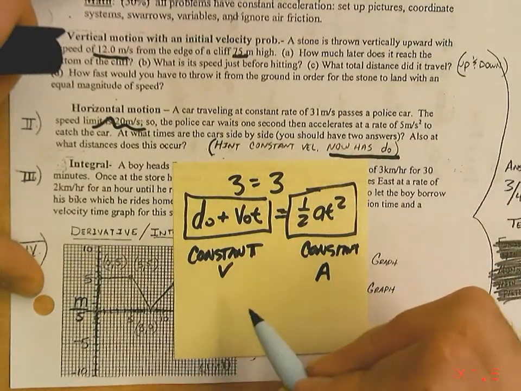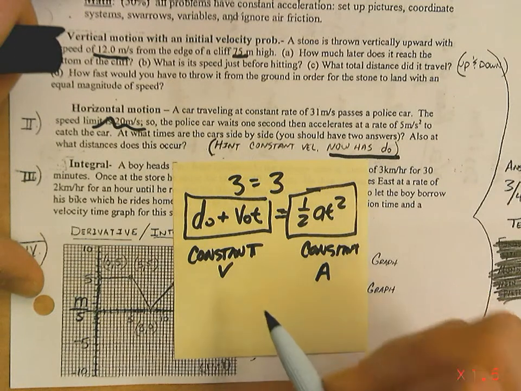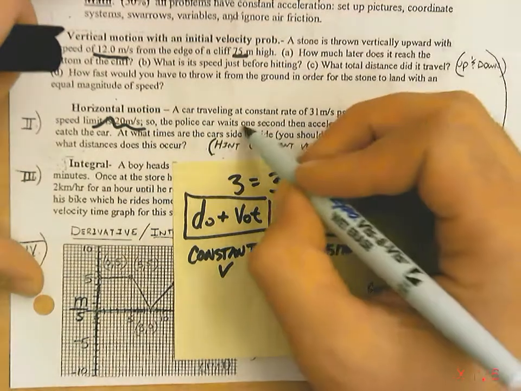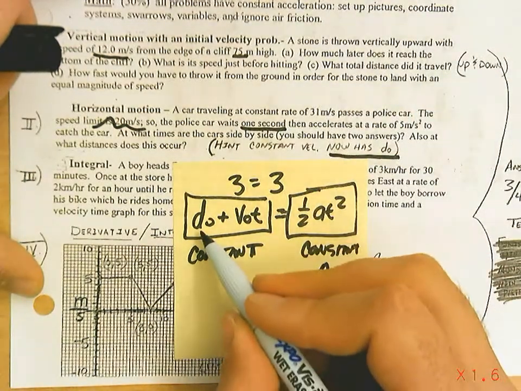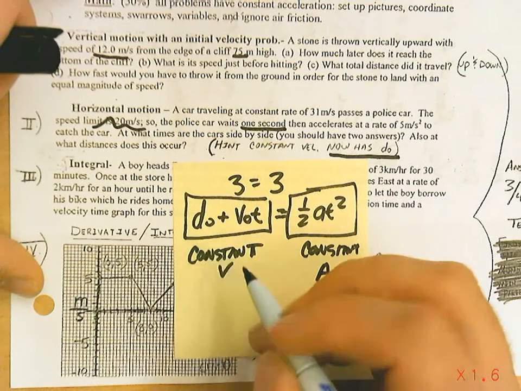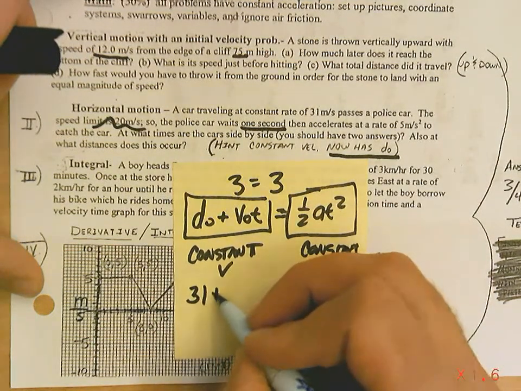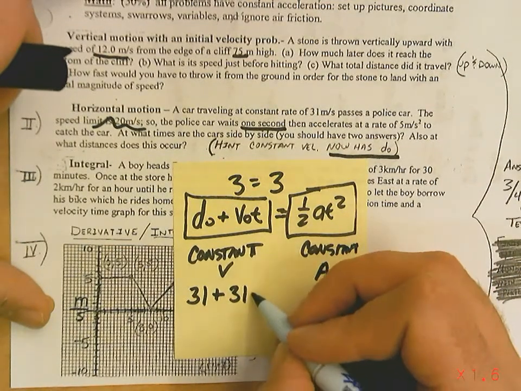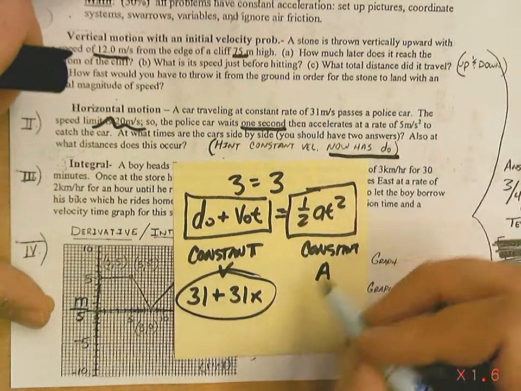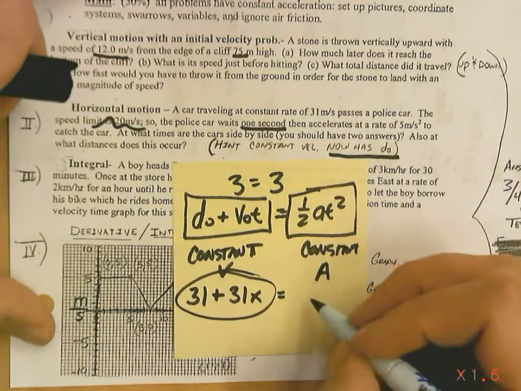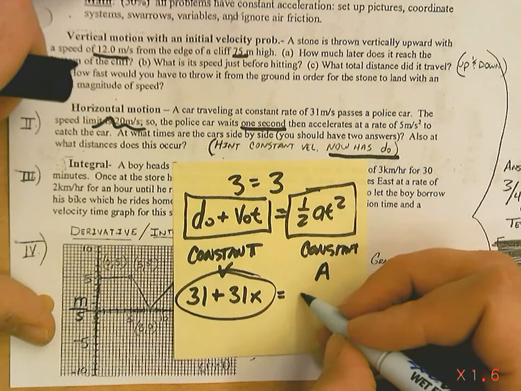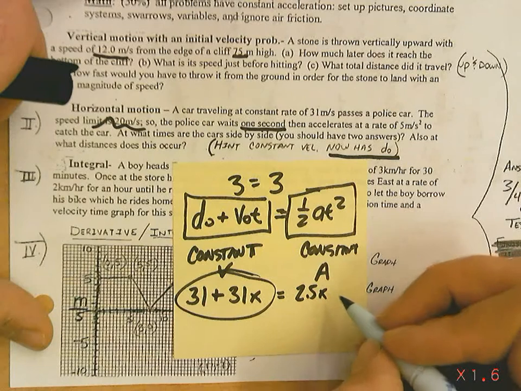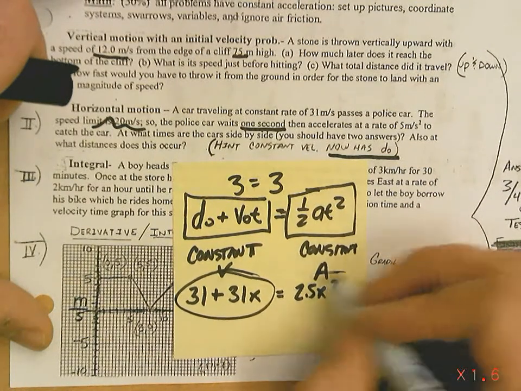Now, if he waits 1 second, right, it says it right here, we're going to have a d-naught. So if you go at a constant velocity of 31 for 1 second, you're going to start at 31 meters in front of him. And then your v-naught is still 31 as well. So we get this. That's what we're going to throw in our calculator. Constant acceleration, that's going to be half of his acceleration. So 5, half of that would be 2.5. And then we have x squared. That'll represent the parabola.